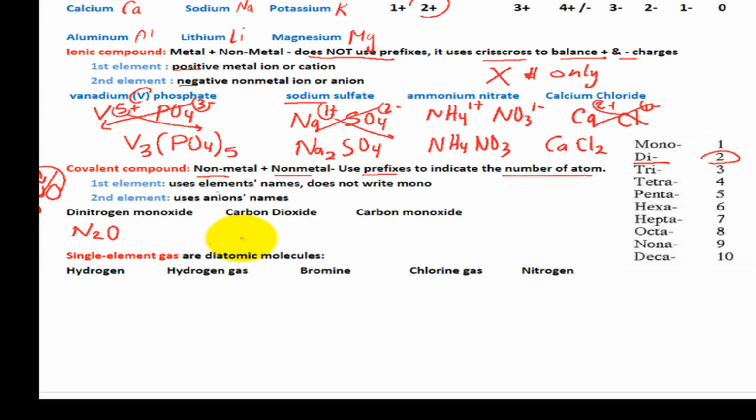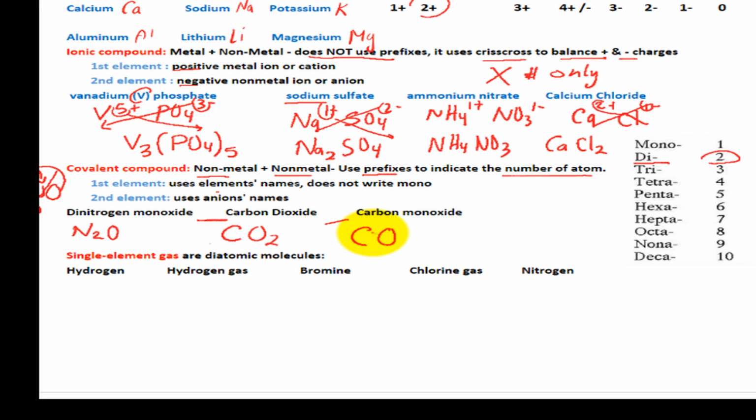The next example is carbon dioxide. Carbon, there is no prefix there that tells you it is mono, so therefore it is C. And then we have dioxide, which is two oxides from oxygen, so it's O2. And then lastly, we have carbon monoxide, no prefix, so we assume it is mono. Therefore, it is C, monoxide, it is CO.